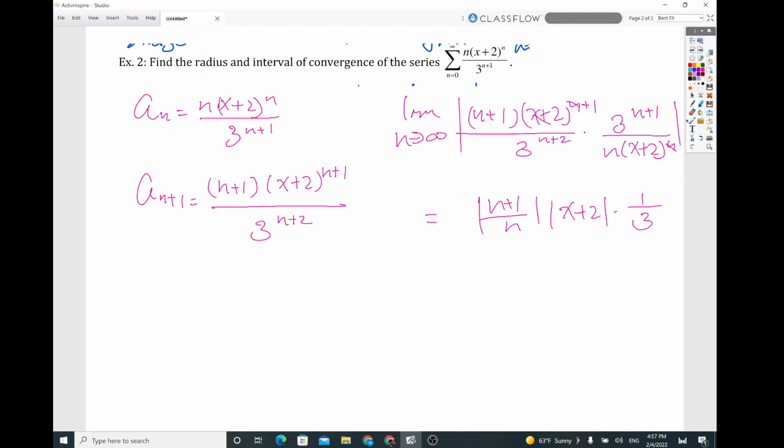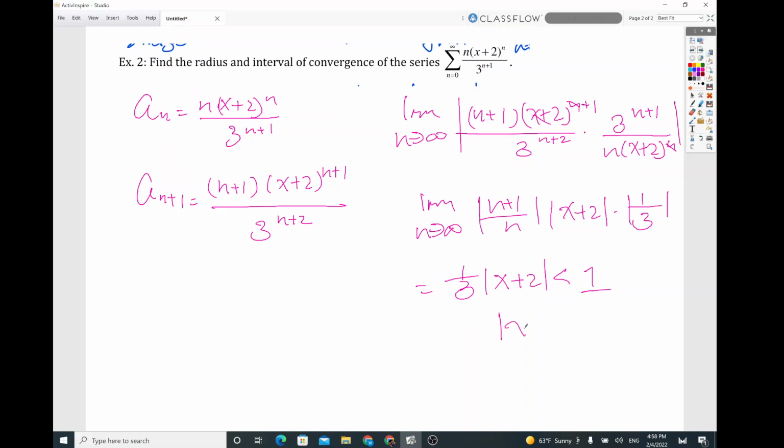Okay, so for the limit, we try to take the limit separately by using the limit property, back to what we did in chapter 2, Cal AB. So this one is 1 times 1/3, so eventually the limit will be 1/3 times the absolute value of x plus 2. In order to have the series converge, this one is going to be less than 1. Okay, so let's find the radius of convergence.